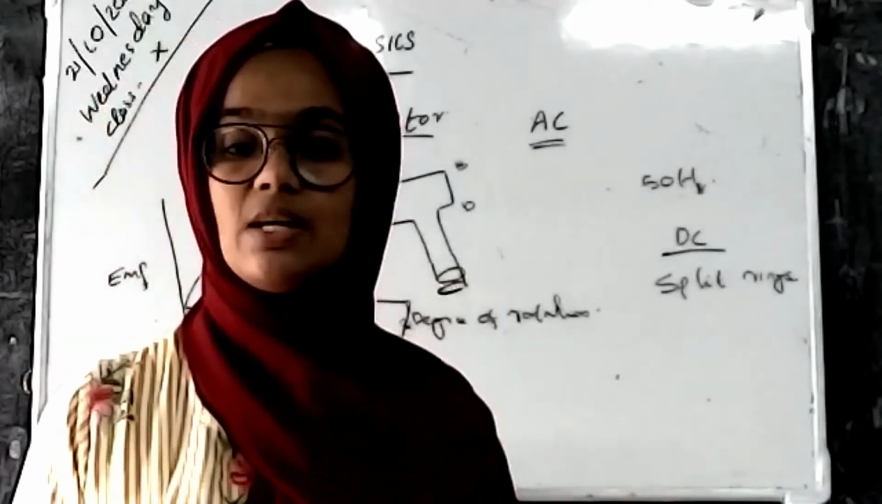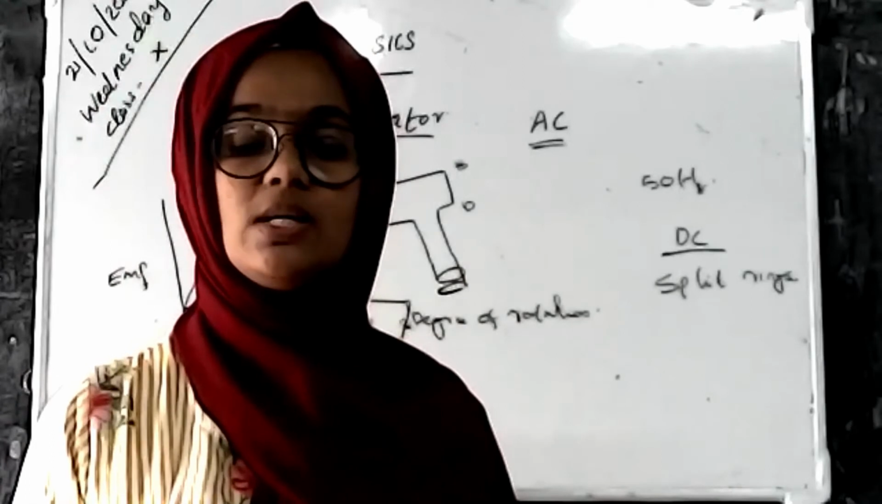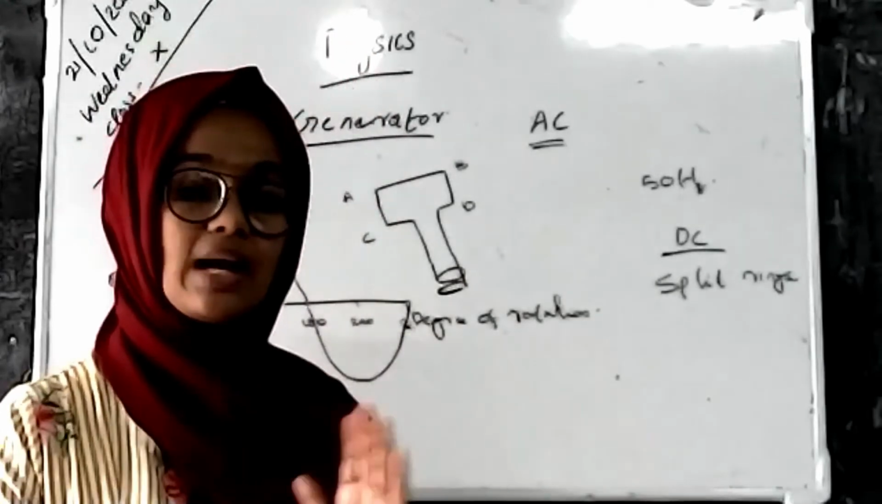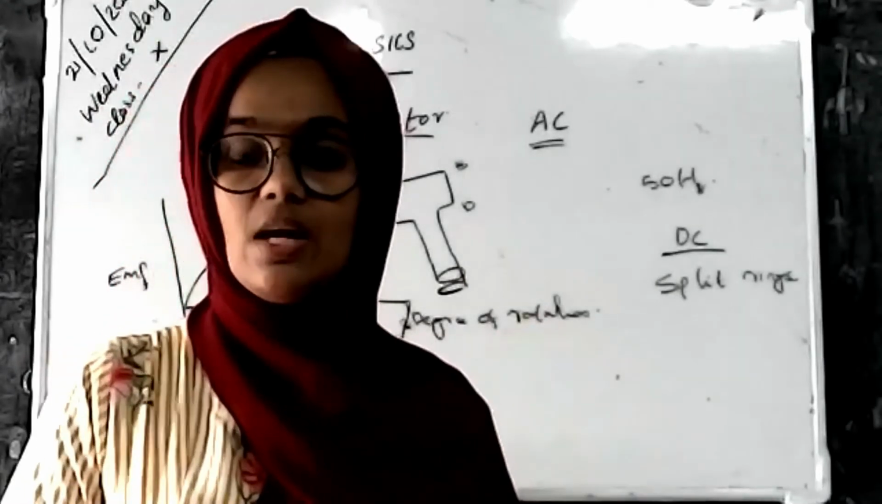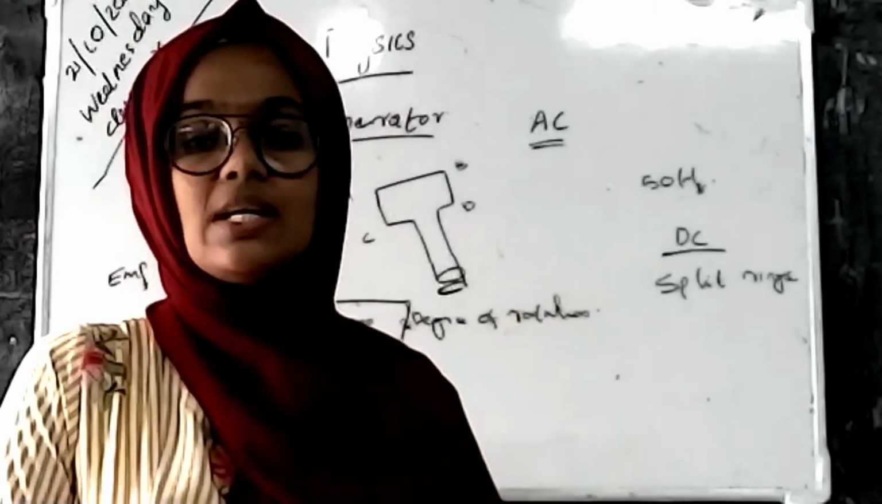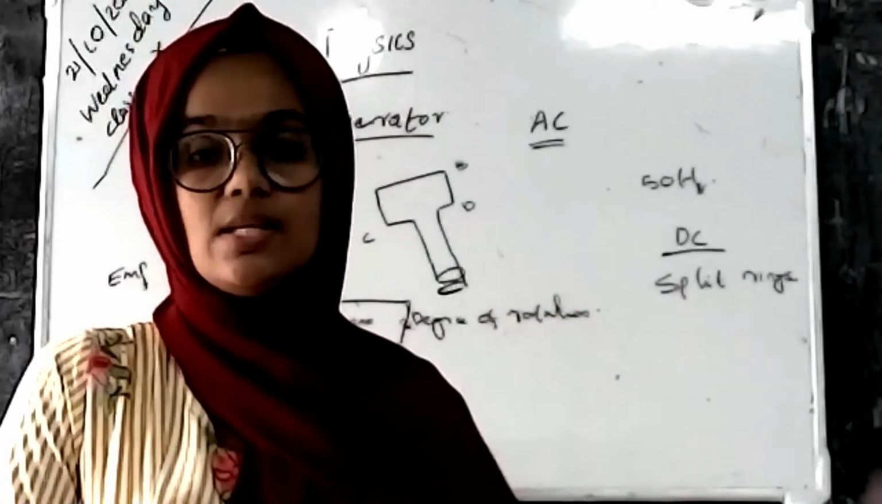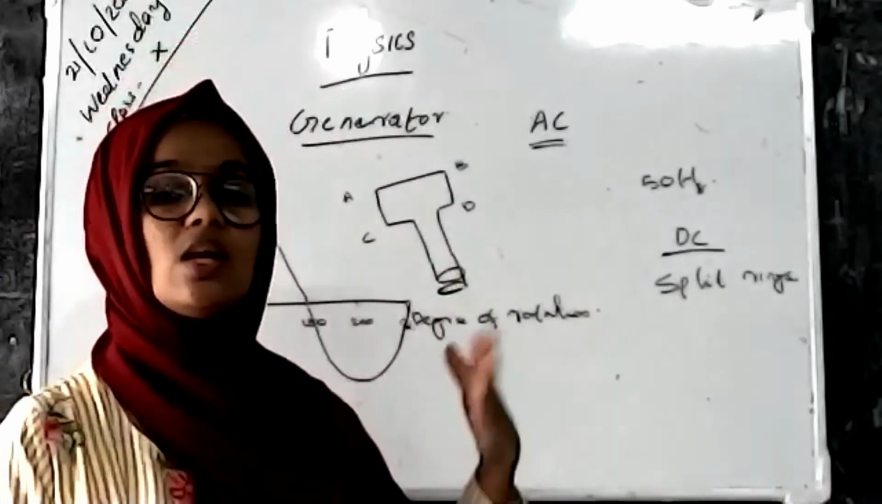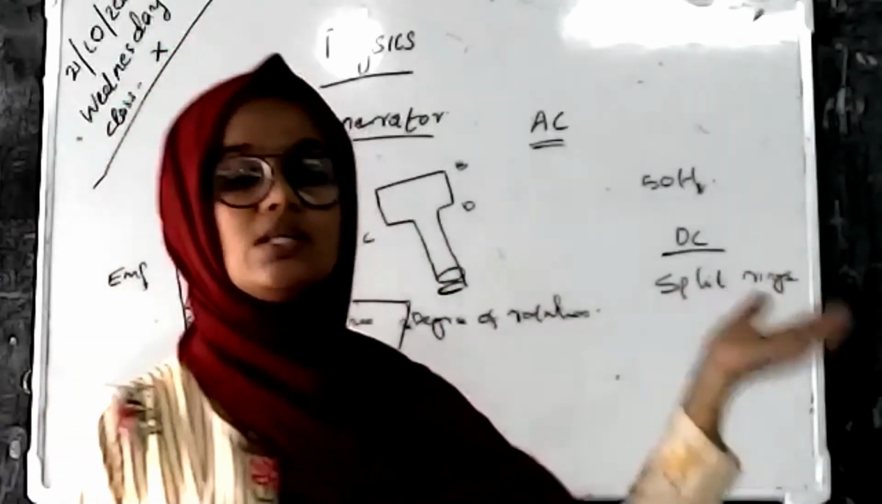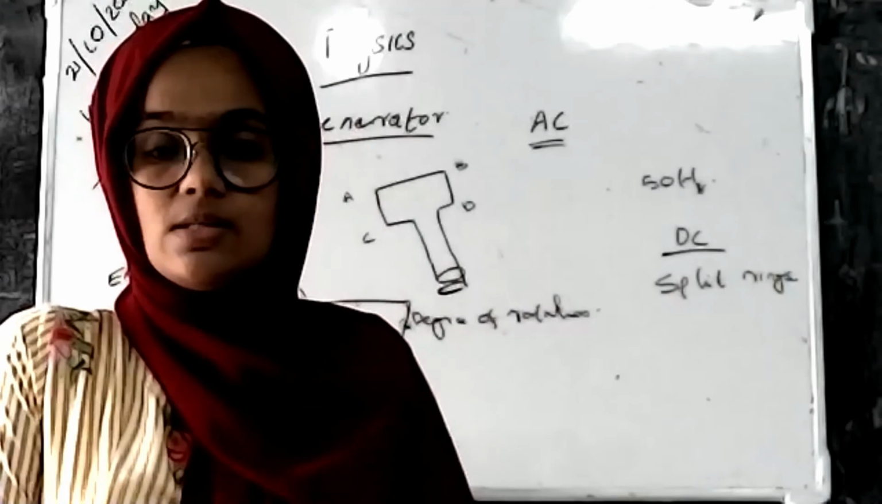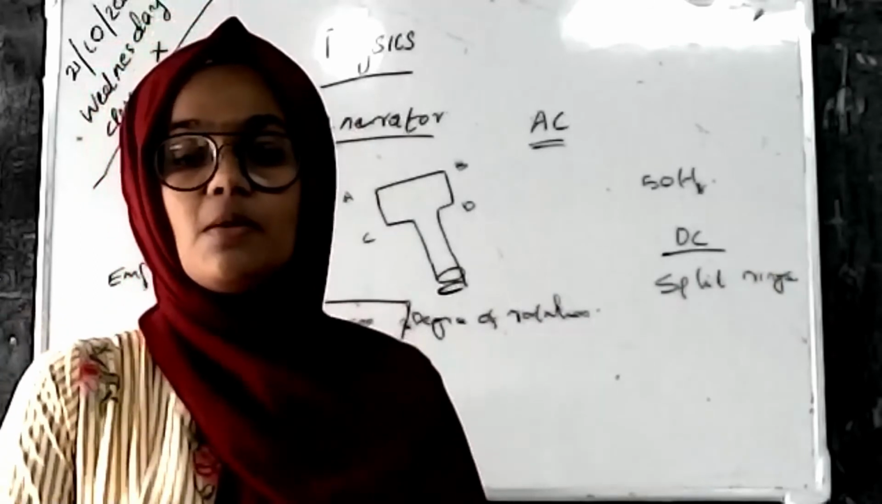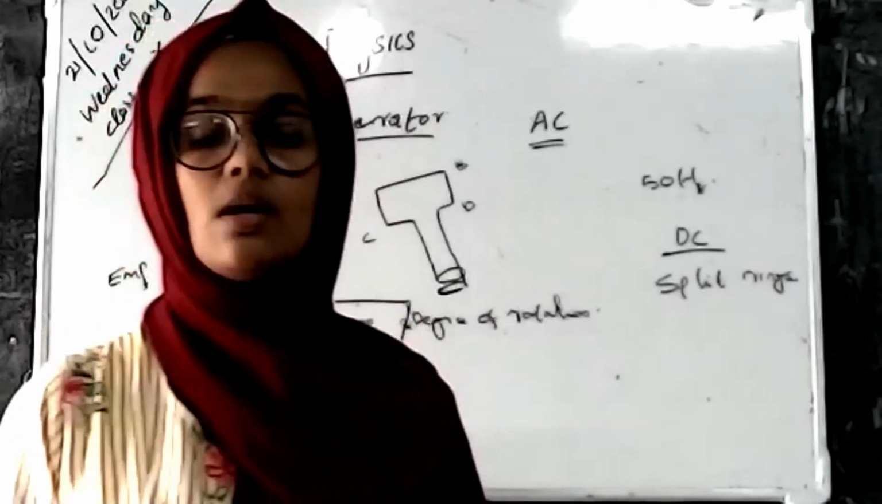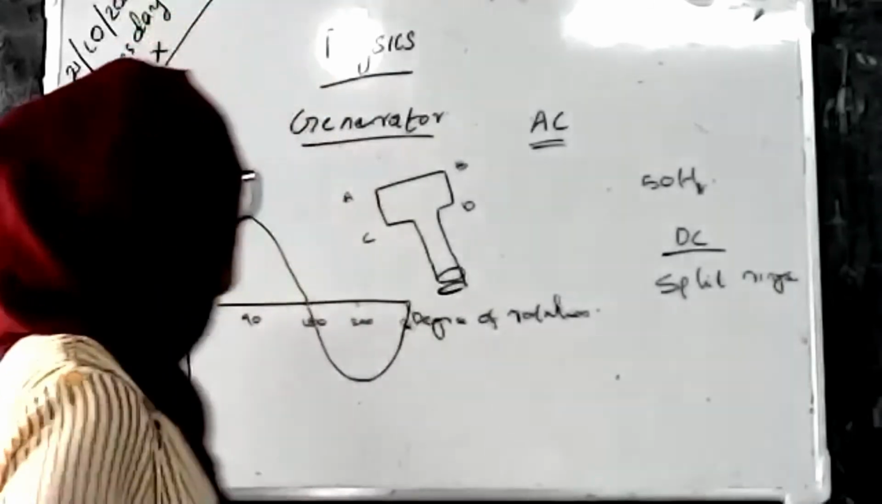So a generator is a device that is used for converting mechanical energy to electrical energy. There are two types of generator, DC generator and AC generator. AC generator gives the alternating current and DC generator gives direct current. So next we want to discuss what is mutual induction.